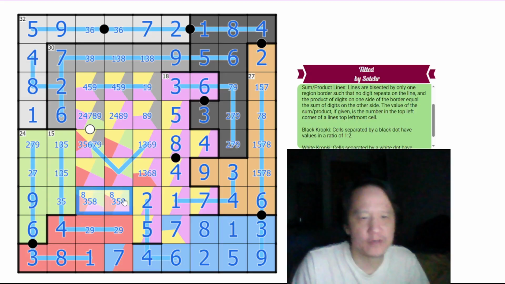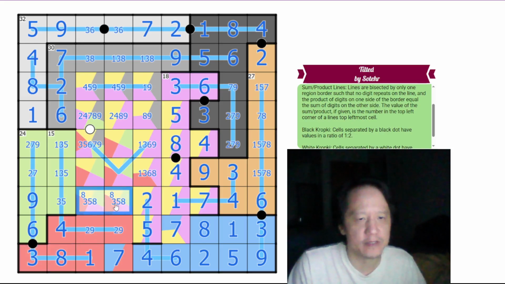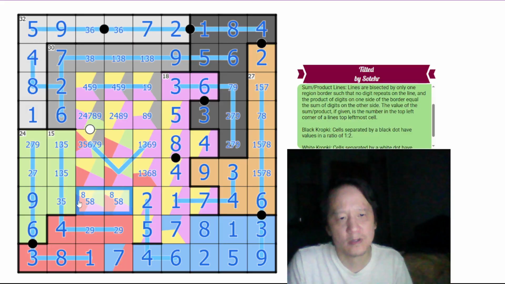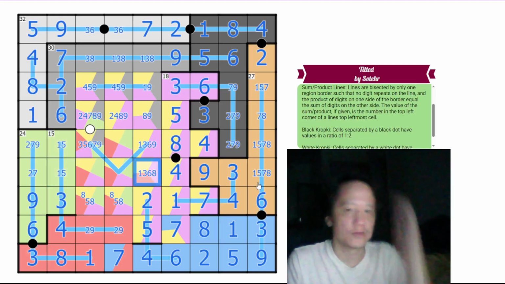Well, no, one of these would be 5. So one of these would have to be red. So that would guarantee it's not 3 or 8. It would have to be 5. So this would have to be a 5, 8 pair. And this can't be 5 or 8. So this is 3. This can't be 3 here. This can't be 3 here.